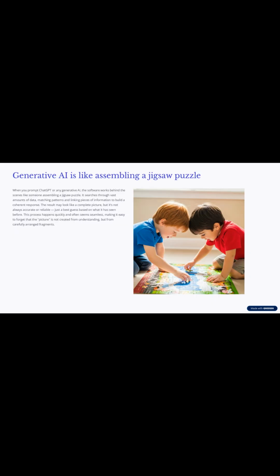Generative AI is like assembling a jigsaw puzzle. When you prompt ChatGPT or any generative AI, the software works behind the scenes like someone assembling a jigsaw puzzle. It searches through vast amounts of data, matching patterns and linking pieces of information to build a coherent response. The result may look like a complete picture, but it's not always accurate or reliable, just a best guess based on what it has seen before. This process happens quickly and often seems seamless, making it easy to forget that the picture is not created from understanding, but from carefully arranged fragments.